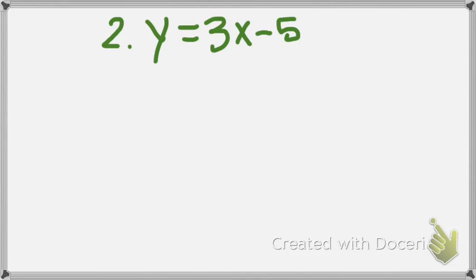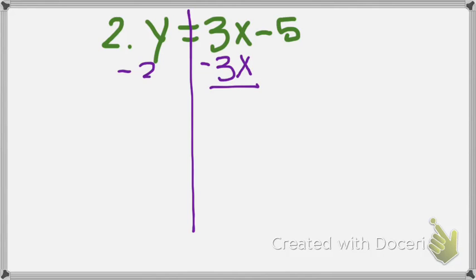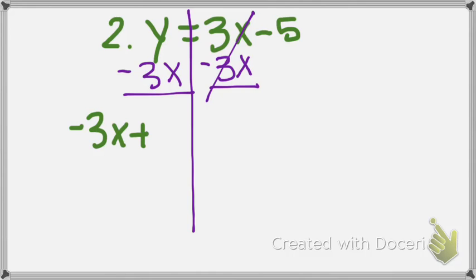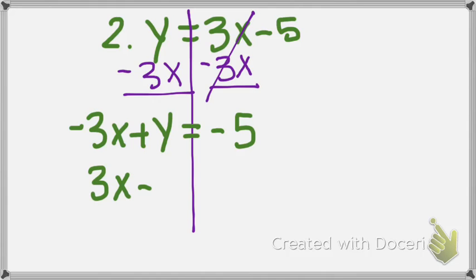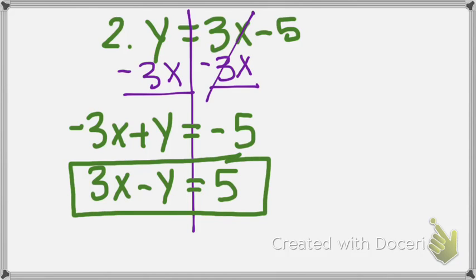Number 2. y equals 3x minus 5. I need the x to be first on the left side, so I'm going to subtract 3x from both sides. This way the 3x's will cancel out on the right side, and I'm left with negative 3x plus y equals negative 5. Remember, your x term has to be positive, so I divide everything by negative 1, and that just changes the signs of all three terms. So positive 3x minus y equals 5.